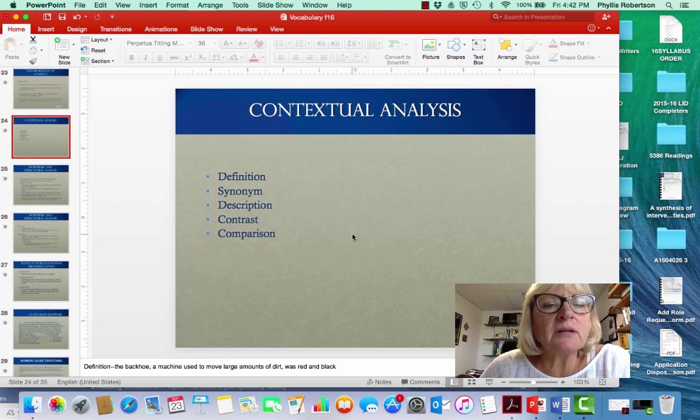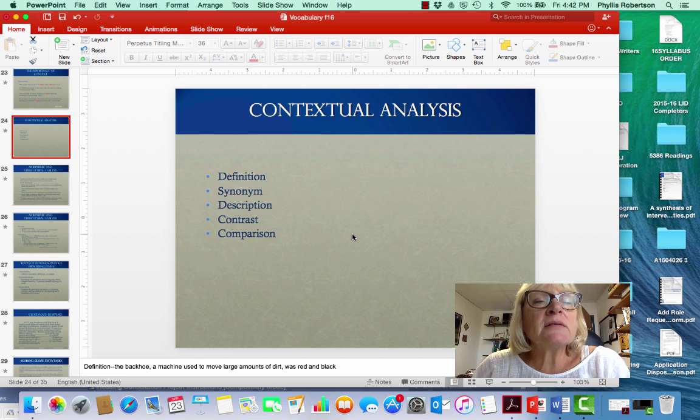I wanted to talk just a little bit about contextual analysis and teaching children that there are certain sentence structures that give us clues to vocabulary words. I'm going to give you some examples. These are also found in your text. In some cases, the definition of the word is actually provided in the sentence.